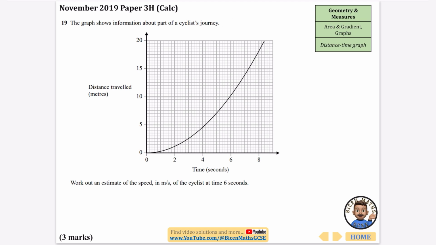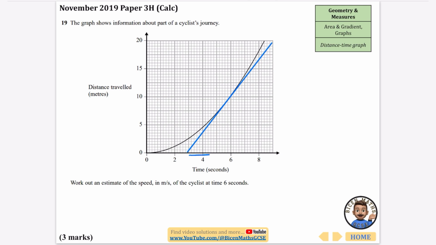Okay, this time we have another distance time graph, so it's going to be another estimate of the speed, and this time it's at 6 seconds. So I'm going to try and draw a nice long line that's going to match at 6 seconds. So about at 6 seconds, I would say there. And you always want to make it just as long as possible. You can move it with a ruler to see how it should be done.